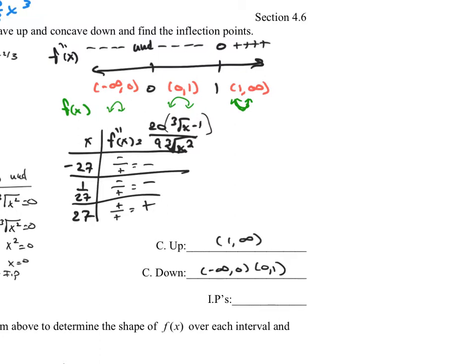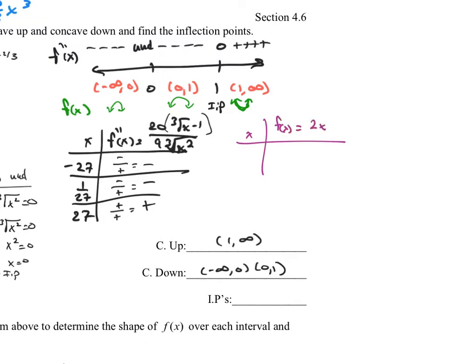An inflection point's wherever it changes concavity, and it has to be in the domain of the original function. Well, every number is in the domain of the function. If you notice at x equals 0, it does not change concavity, so that's not an inflection point. But at x equals 1, we do have an inflection point. Again, though, I need the point. So to find that point, I do need to plug it into that original function.